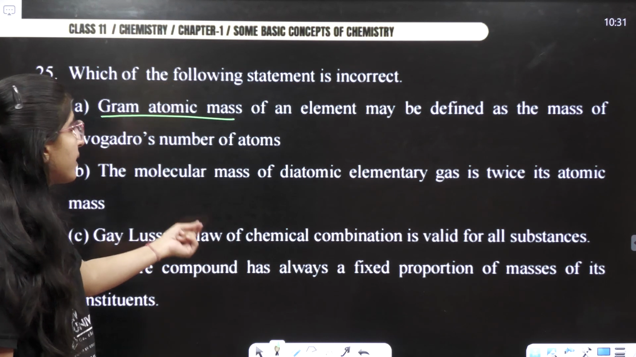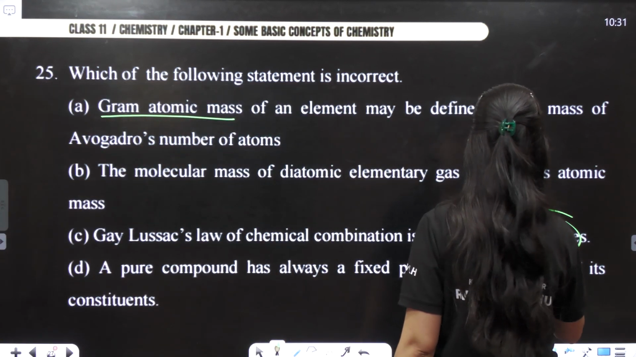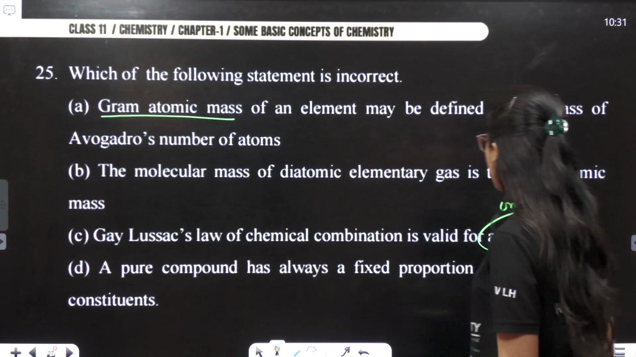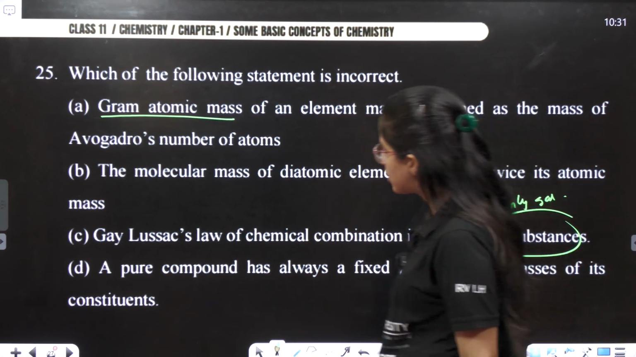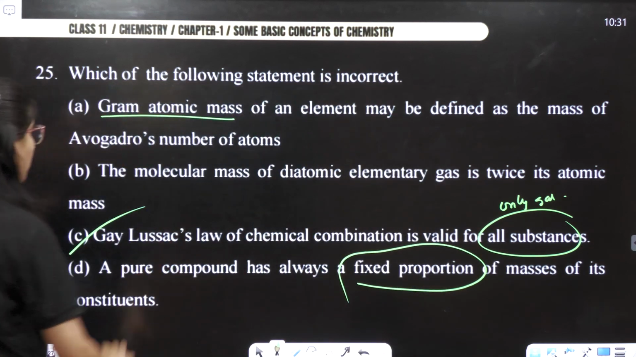Gay-Lussac's law of chemical combination is valid for all substances? No, it is not valid for all substances. It is valid only for gases. Next, a pure compound always has a fixed proportion of mass of its constituents. Yes, it has a fixed proportion of mass. So option C is your wrong option.